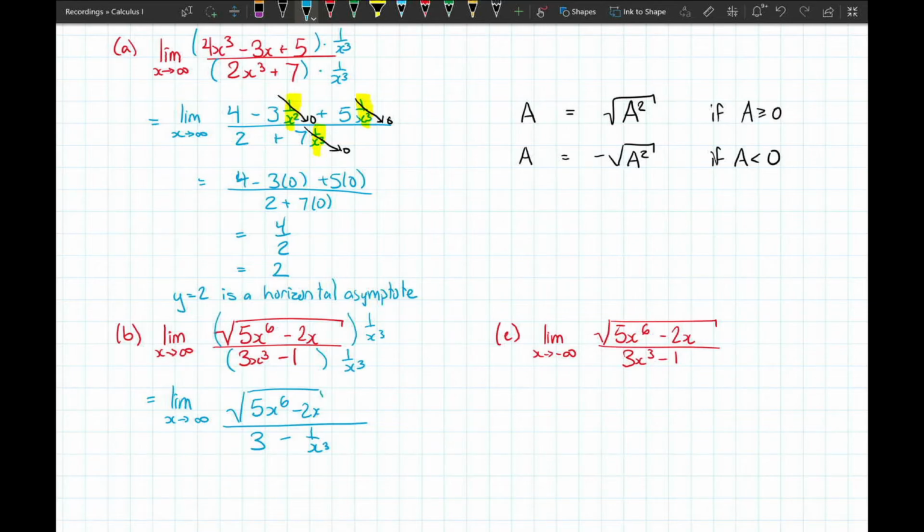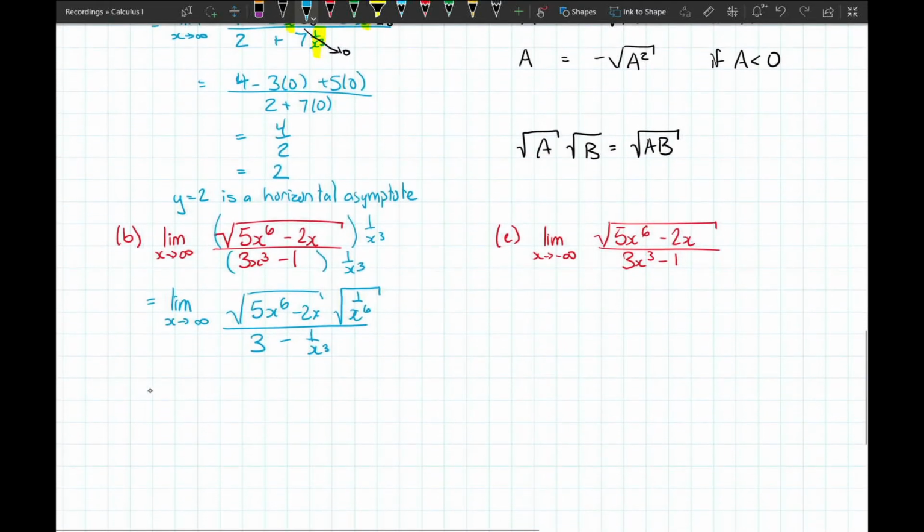1 over x cubed is equal to the square root of 1 over x cubed all squared, which is 1 over x to the 6. And from there, we can use a nice property of roots. The square root of a times the square root of b is equal to the square root of a times b, and we can distribute. So that will allow us to combine two roots together and write this as 5 minus 2 times 1 over x to the 5, simply by distributing into the first root.